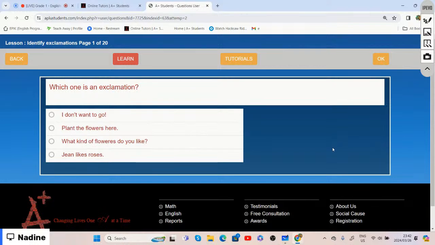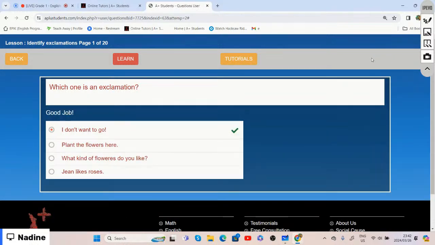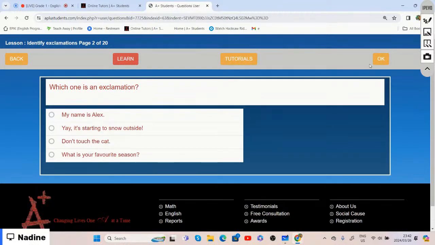All right. And if we choose the correct one, then guess the first one. I don't want to go, right? So that is an exclamation and ends with an exclamation point. So well done. The first one is correct. Remember, it ends with an exclamation point, right? Now let's look at the second one.